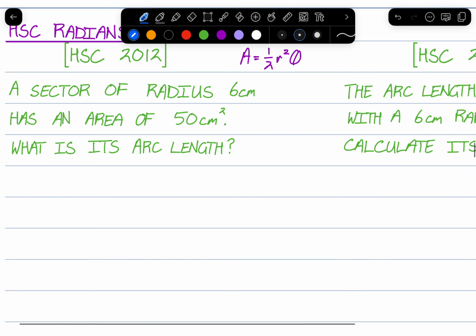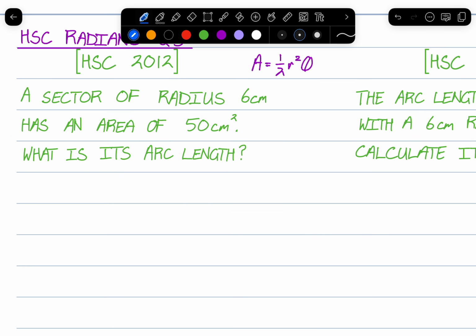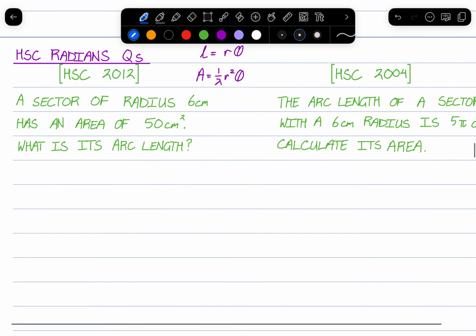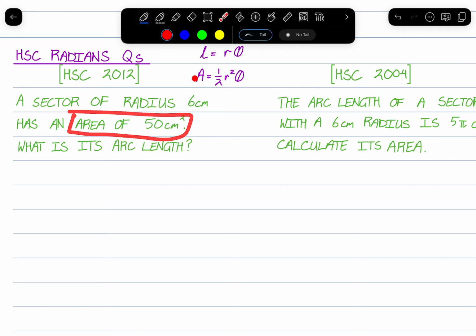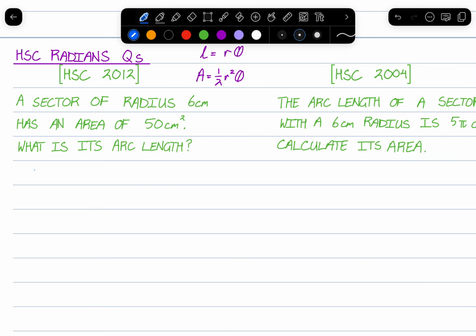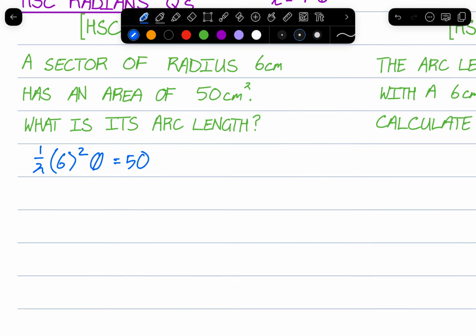So for this one, a sector of radius 6 centimeters has an area of 50 centimeters squared. What is its arc length? We're literally going to work with the piece of information that we have. We start with the area, and in this case we have r given to us. So from here I'm simply going to go half r squared is 6 squared theta equals 50.